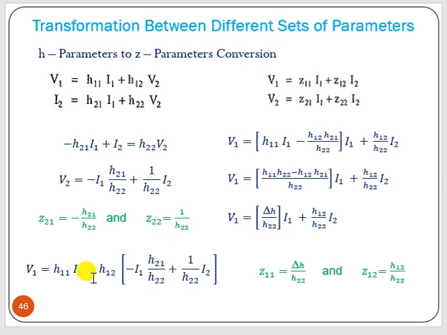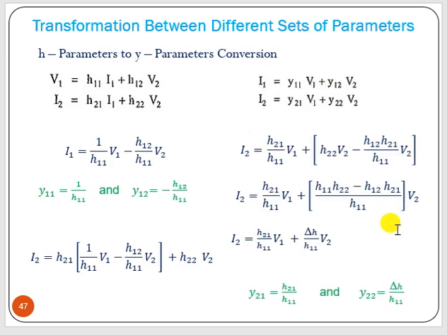Now to find the other two parameters, say V1 first, from the second equation we got the two values. Now in the first equation we can put the value of V2 here. Then in terms of I1 and I2 we have to write V1 separately. So we put the V2 value in the first equation for V1, and we have written this V1 in terms of I1 and I2. Now here delta H is nothing but H11 into H22 minus H12 into H21, which is the determinant of the H parameter matrix. So according to that we can find the Z11 and Z12 values.